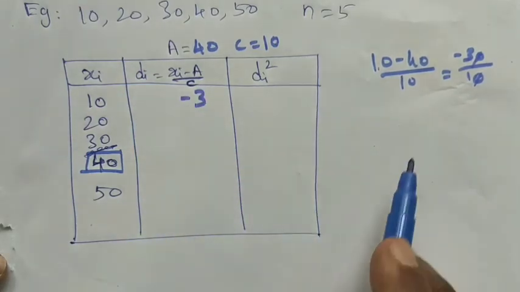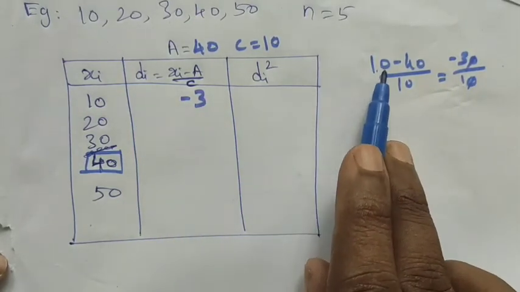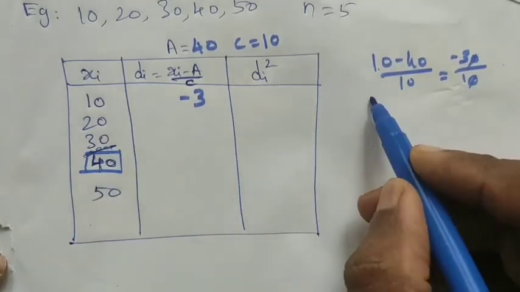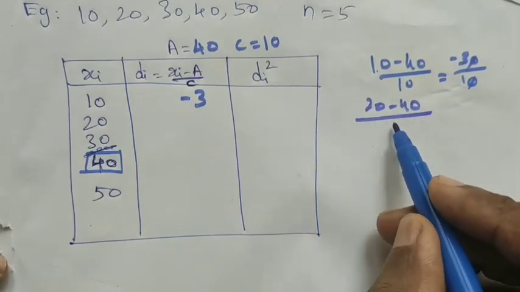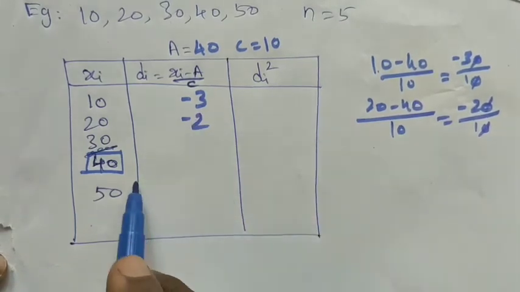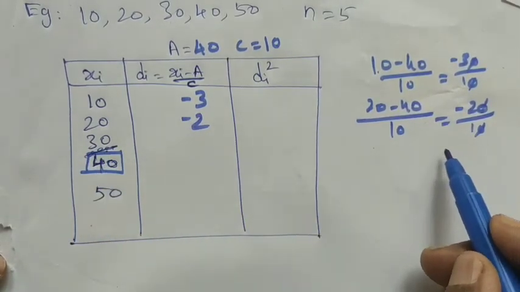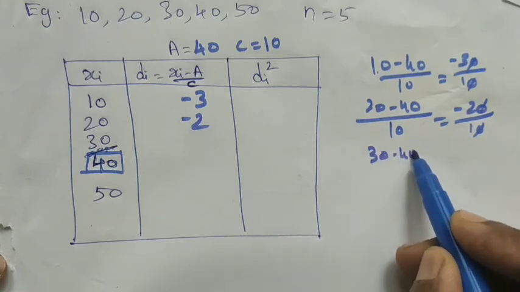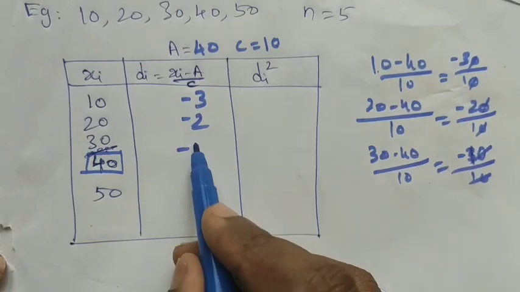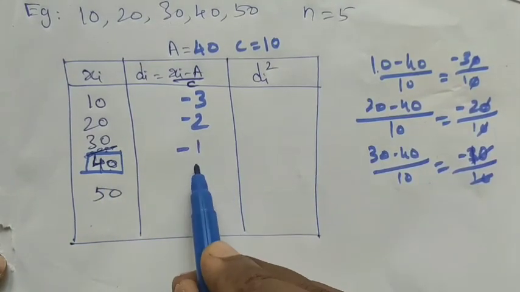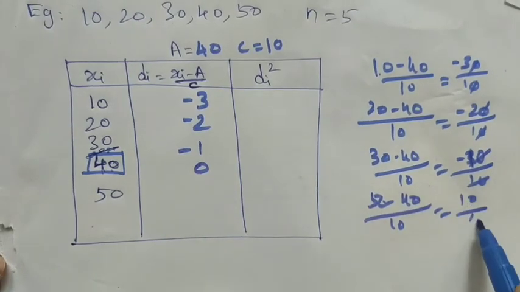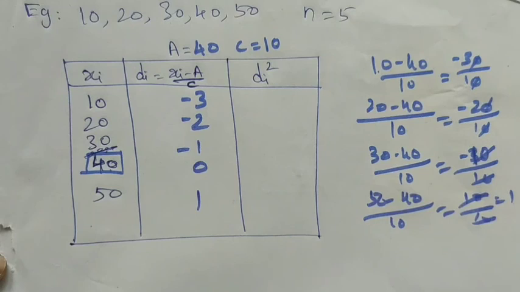The first term we get is minus 3. Right? So in this method, x is 10, A is 40, divided by 10. Then 20 minus 40 divided by 10 is equal to minus 20 divided by 10, the zeros cancel, so we get minus 2. Next, 30 minus 40 divided by 10 is equal to minus 10 divided by 10, which is minus 1. Then for 40 it is cancelled, we get 0. And then 50 minus 40 divided by 10 is equal to 10 divided by 10, which is 1. Here we have plus 1.